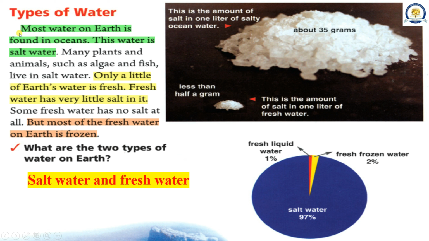Types of water. Most water on Earth is found in oceans. This water is salt water. Many plants and animals, such as algae and fish, live in salt water. Only a little of Earth's water is fresh. Fresh water has very little salt in it. Some fresh water has no salt at all. But most of the fresh water on Earth is frozen.